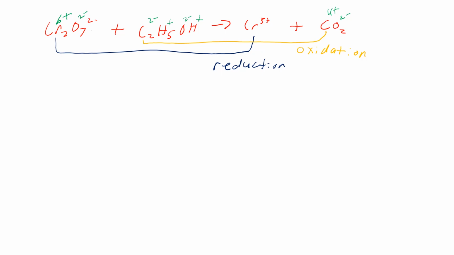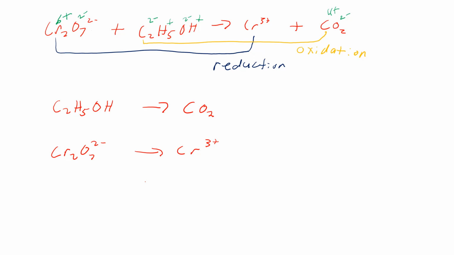So let's separate out our half reactions. So we're going to start with our C2H5OH, since that undergoes oxidation. And that gives us CO2. And then our other reaction, we have Cr2O7 2 negative gives us Cr3 positive.